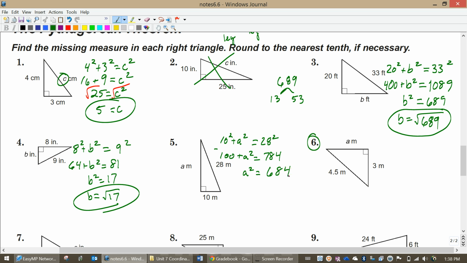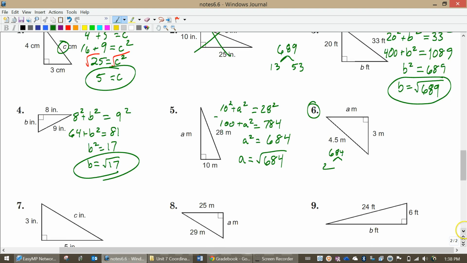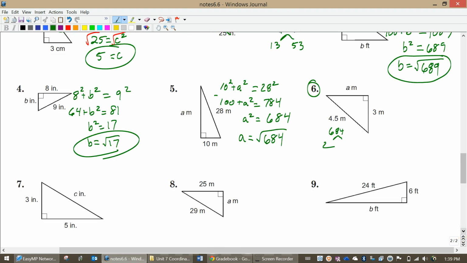So we get a squared equals 684. Is it appropriate to end there? We want what the measure of a is. We want the length. So we square root both sides. All right, let's do some, we're not going to do 6. Divide by 2. 684. I like to divide out the lowest primes, like 2, 342.